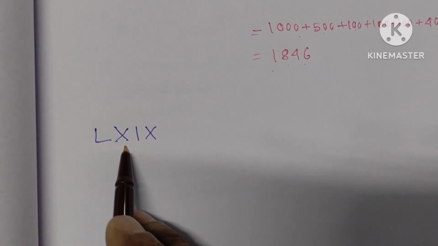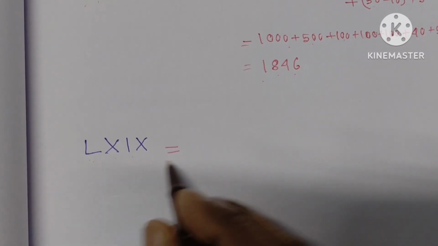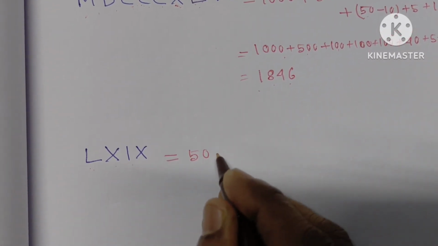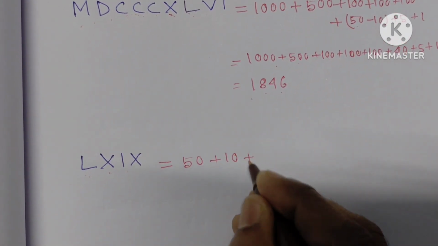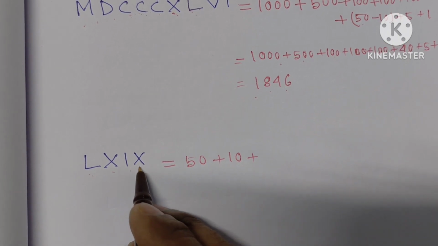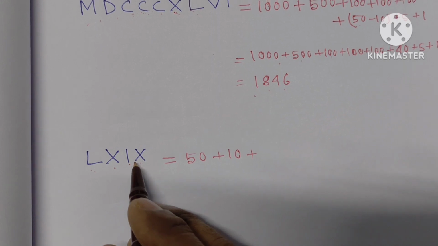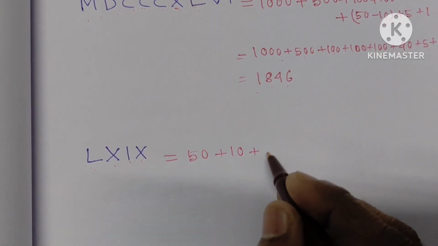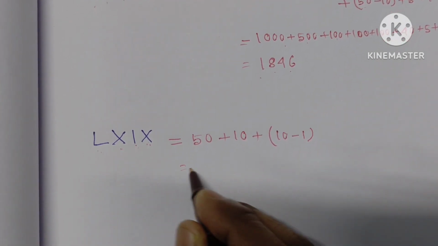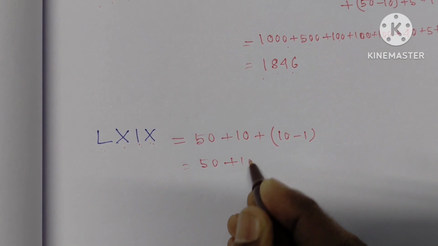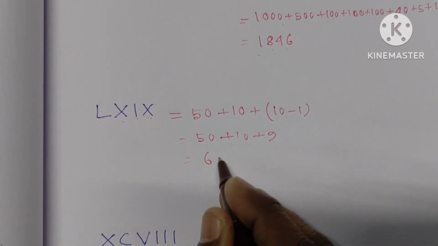Next one is LXIX. We know that L represents 50, plus X represents 10. Here, see that this one is larger, this one is smaller. So what you have to do? We know that the smaller symbol written before the larger symbol is subtracted. So 10 minus 1. That means 50 plus 10 plus 10 minus 1, 9. That means 69.